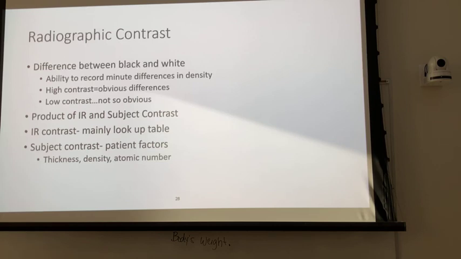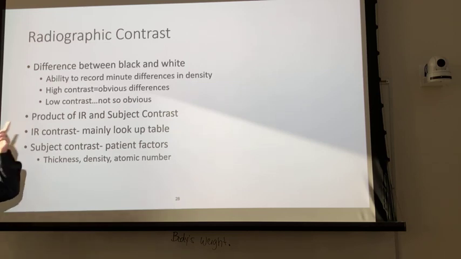So it's really the entire system. So we've got that, and then we've got subject contrast. If all your tissues were of the same density, of the same Zeff number, of the same thickness, then we'd have no contrast, right? And at the same time, if our image receptors couldn't ferret out those differences, then we'd also have no contrast. So we have to have both of those.